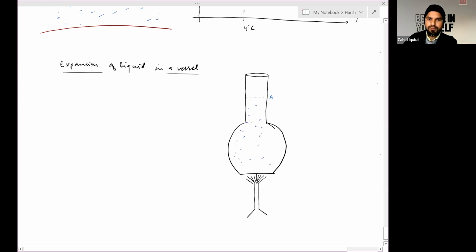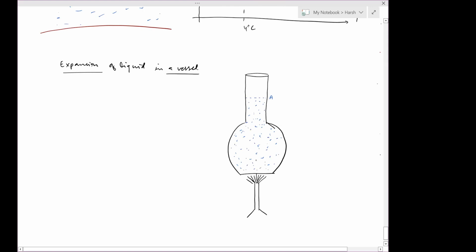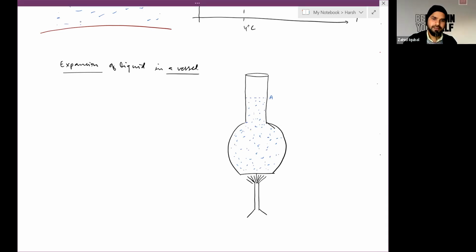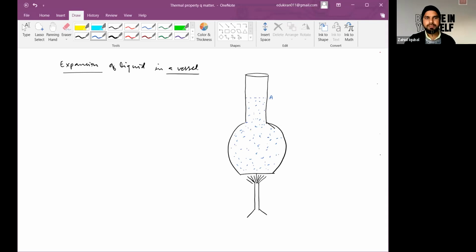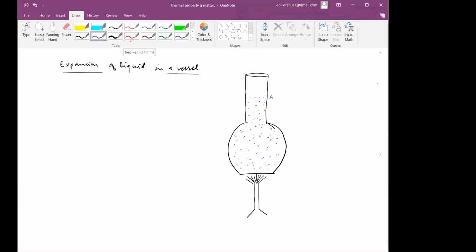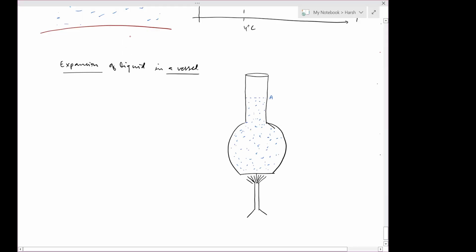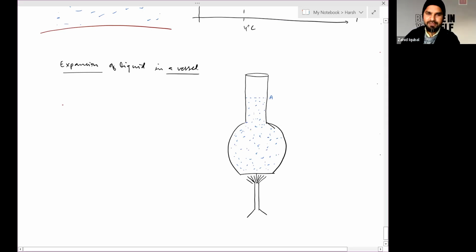So you will be asked, what will happen to the level of liquid on heating initially? We are considering before its evaporation. Will the level of liquid increase, decrease or remain the same? It will remain same, sir. But we are heating it, so it must expand. So it will increase. No, let me define it.